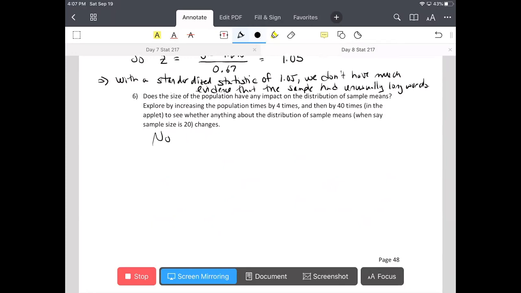What you're going to find is there's no impact of population size. Now, the same sample size matters because that affects the standard deviation. So we're assuming that as we're doing this, we're not changing the sample size, we're just changing the population size. But sample size obviously affects the standard deviation, as we've seen. So the population size doesn't have any effects, everything else being equal.